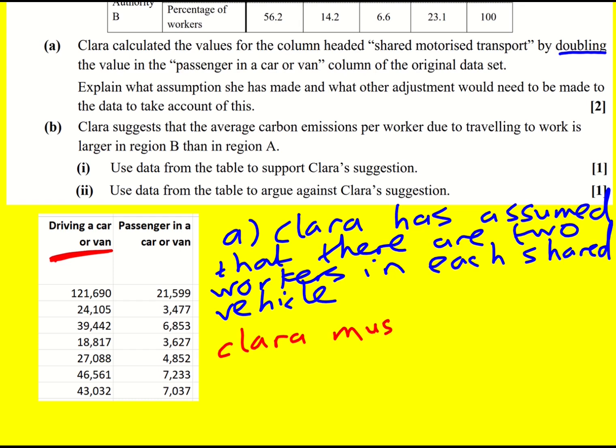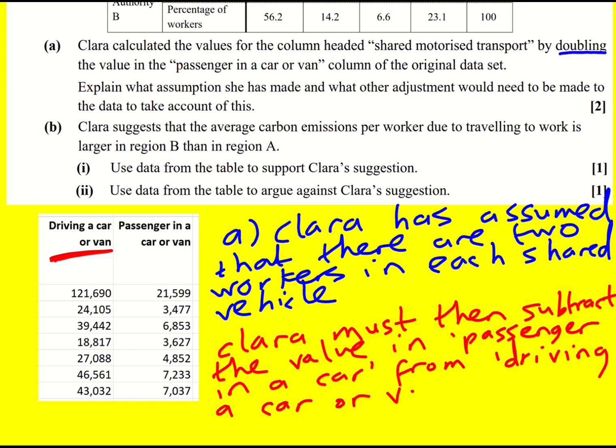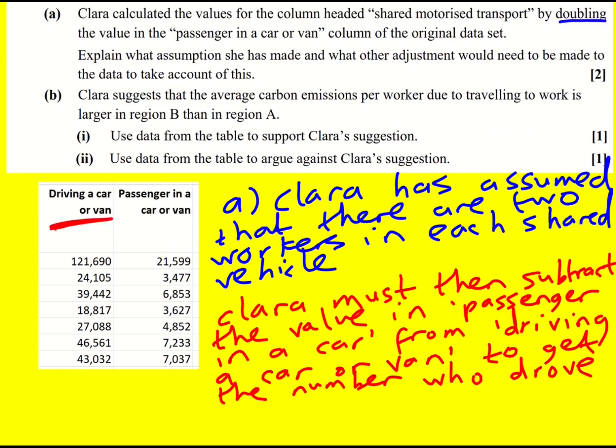Clara must then subtract the value in passenger in a car from driving a car or van to get the number who drove alone.